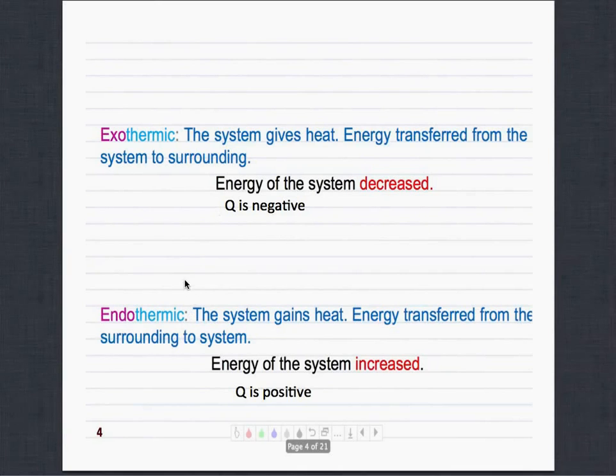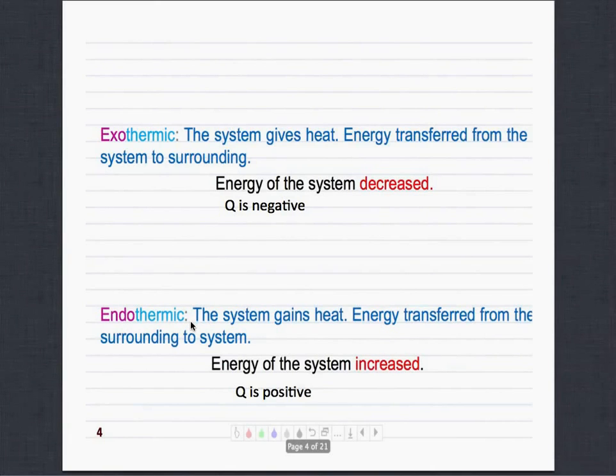Now, an endothermic reaction: the system, which is the water in this case, gains energy. We give it heat. We heat the water up to go from 20 to 98. So this process is not really a reaction in this case, but later on we're going to begin talking about reactions that give energy or take energy. The reaction that needs some energy to get going is called an endothermic reaction, and the energy of the system increases because I'm heating it up.